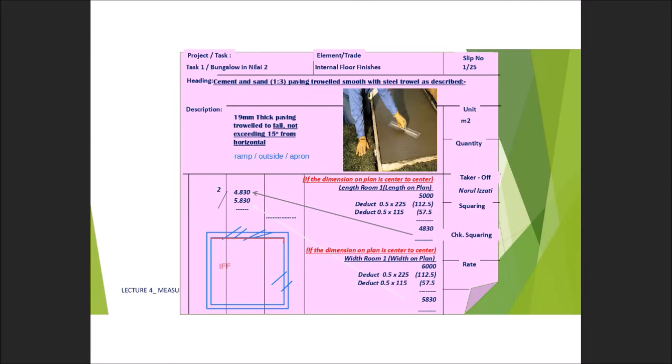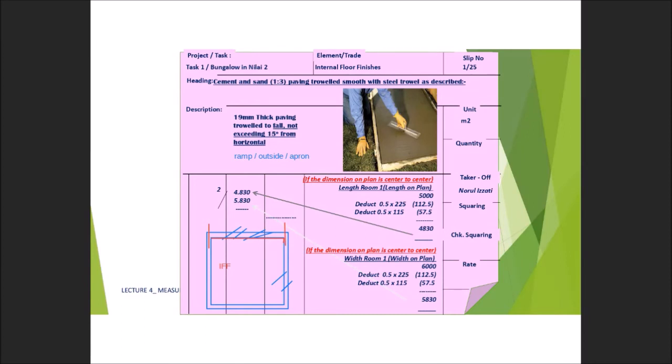This is the example if you want to measure the internal floor finishes. If you need to measure the external floor finishes, you have to take the external dimension. I show you another example. Let's say the line given in the drawing is the center line. So how do you get the internal? You have to do the deduction for the brick wall.